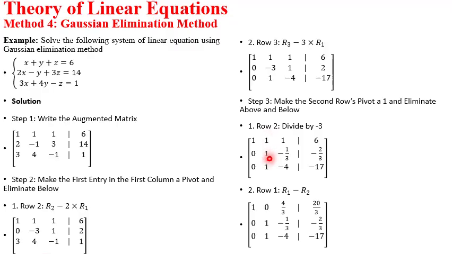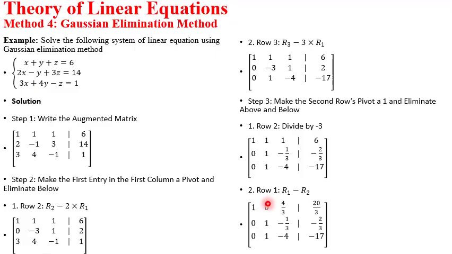Row 1 from row 2. So this is row 1. When you say 1 minus 1, you get 0. So when you say 1 minus 1 all over 3, you get 4 all over 3. So when you say 6 minus 2 all over 3, you get 20 all over 3.